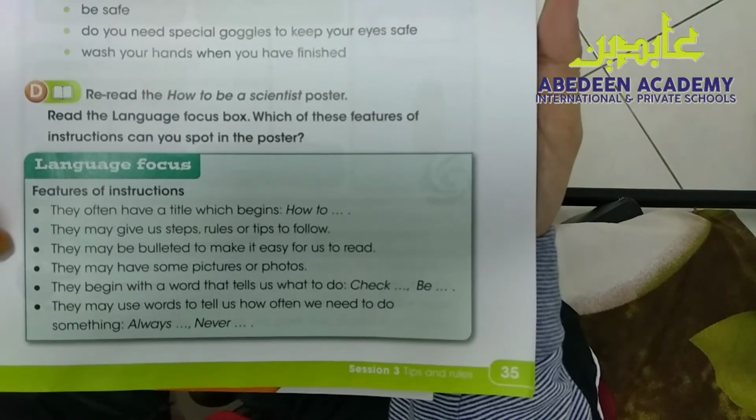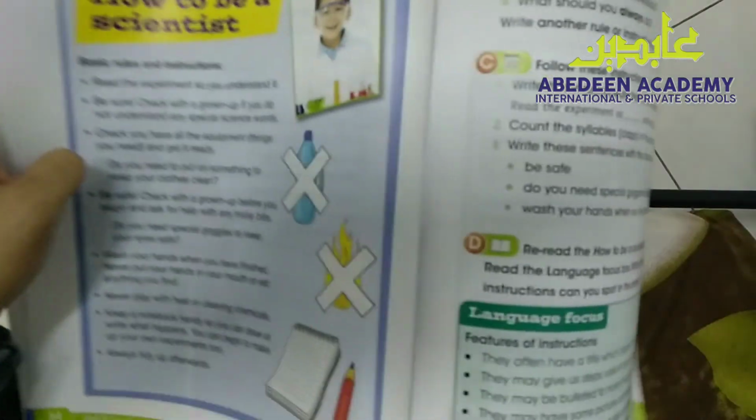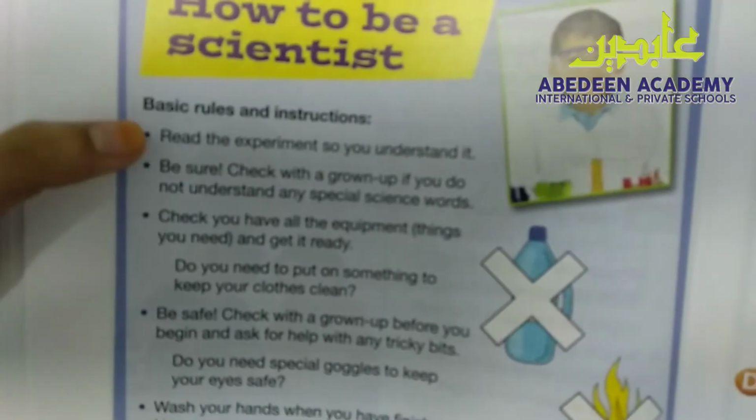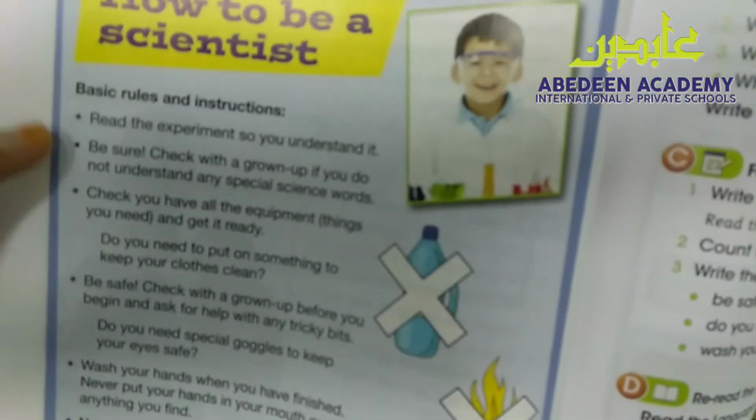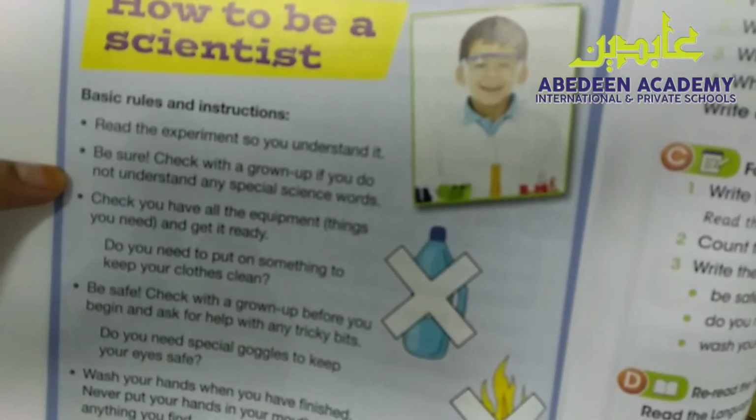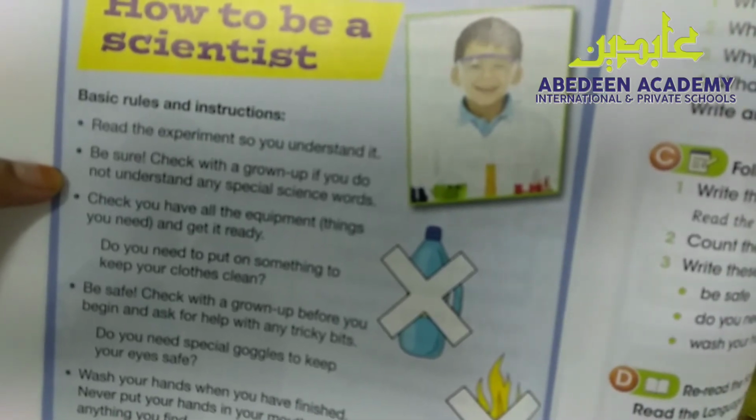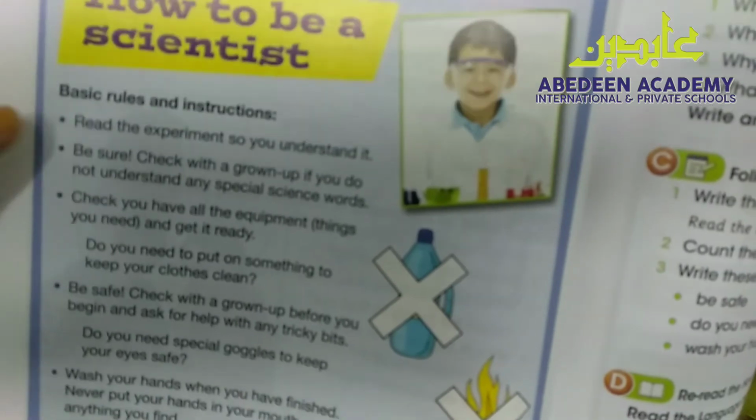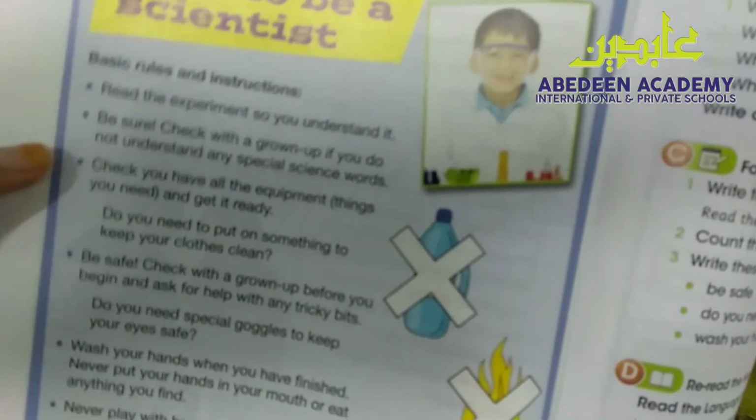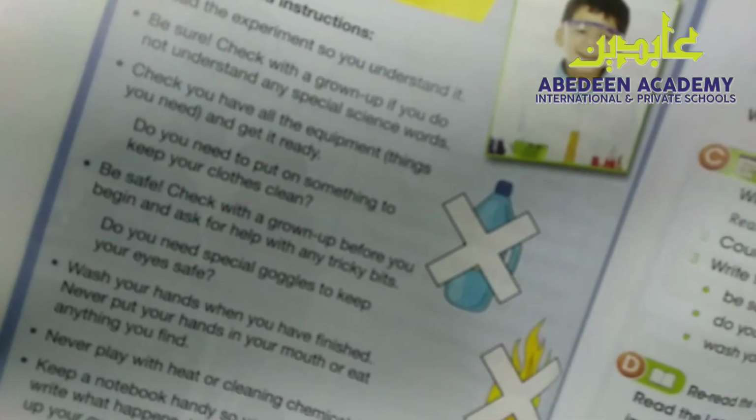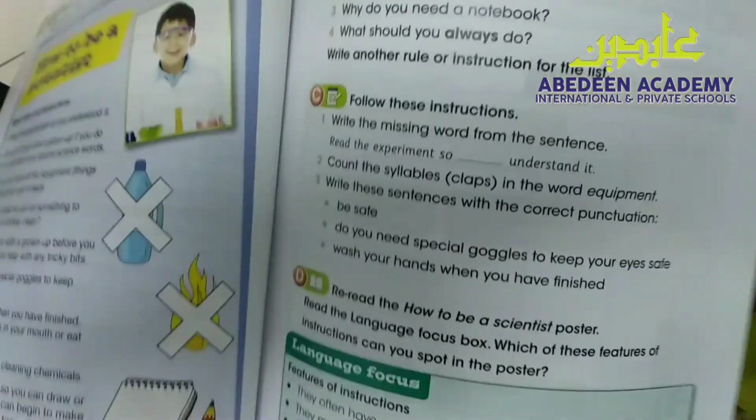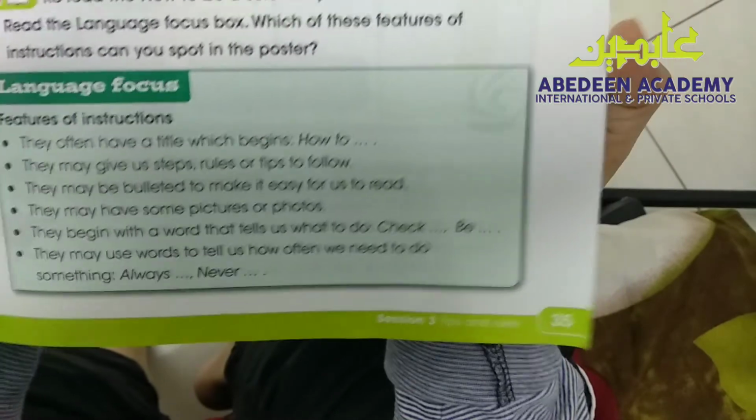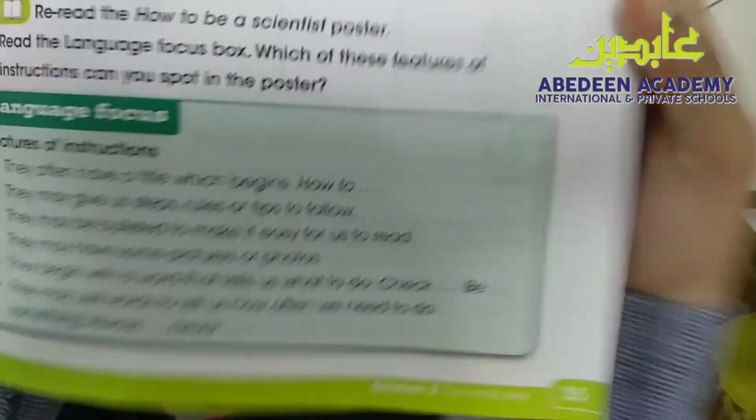Number 3, they may be bulleted to make it easy for us to read. See, if it's not step by step, number 1, number 2, they will make it as bullets. This is what we call a bullet. The bullet that you know might be in a gun or a pistol in a game, but this bullet also functions as a tool for you to read more easily. To read a poster easier, so you put bullets here. Sometimes I also write dash dash dash, because it's not step by step, so it's just notes. Right now number 3, tick.